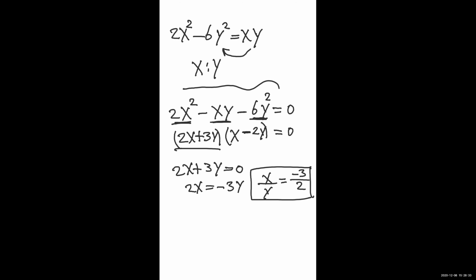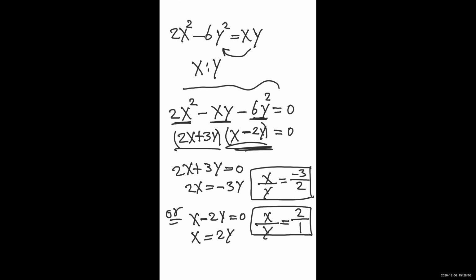Or the other bracket will equal 0, which is x minus 2y equals 0. So in this case, x equals 2y. So x over y will equal 2 over 1, like this. Okay? So now x over y will equal negative 3 over 2 or 2 over 1. Now this one is clear? Yeah, it's clear. Okay, great.